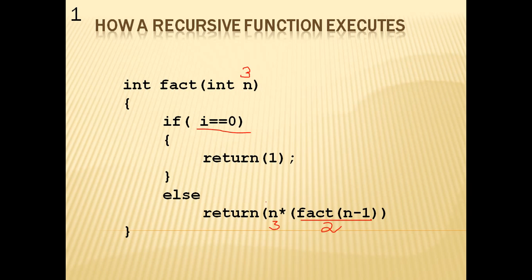At main function, the fact from where you have called there, this value will be assigned, 3 into 2, 6, and after that the printf statement will work. This is the logic.